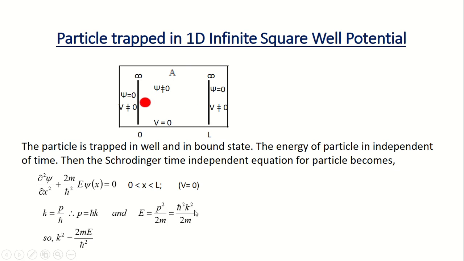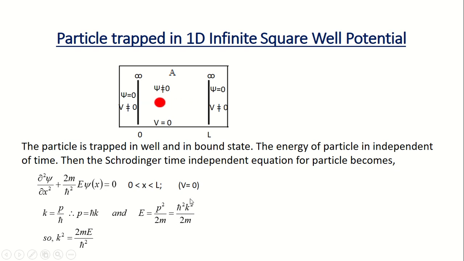Now we know that k is equal to p by ħ. We have seen this in the time dependent wave equation. We have put k is equal to p by ħ. So p is equal to ħk, and we know that total energy E is equal to p² upon 2m. Here V is equal to 0, so just p² upon 2m, and p is ħk, so it is ħ²k² upon 2m.